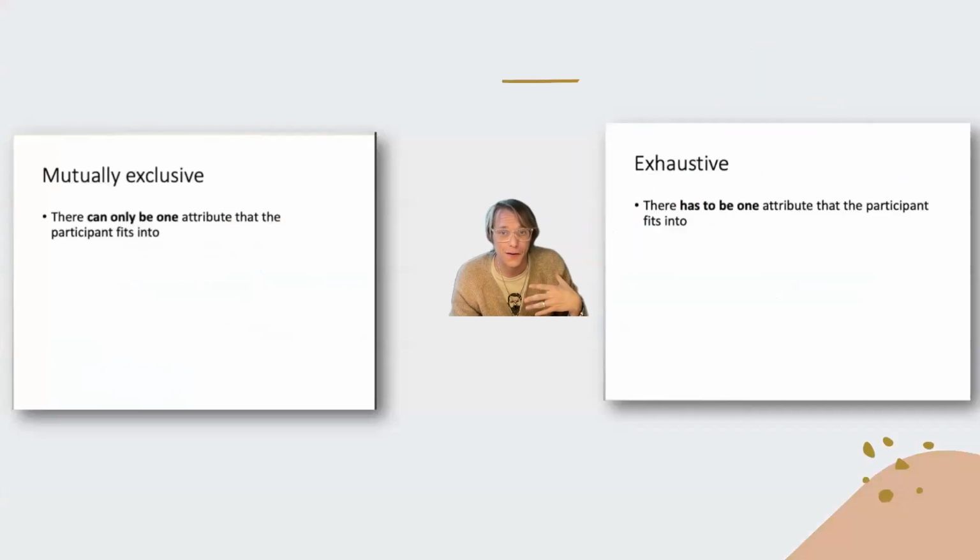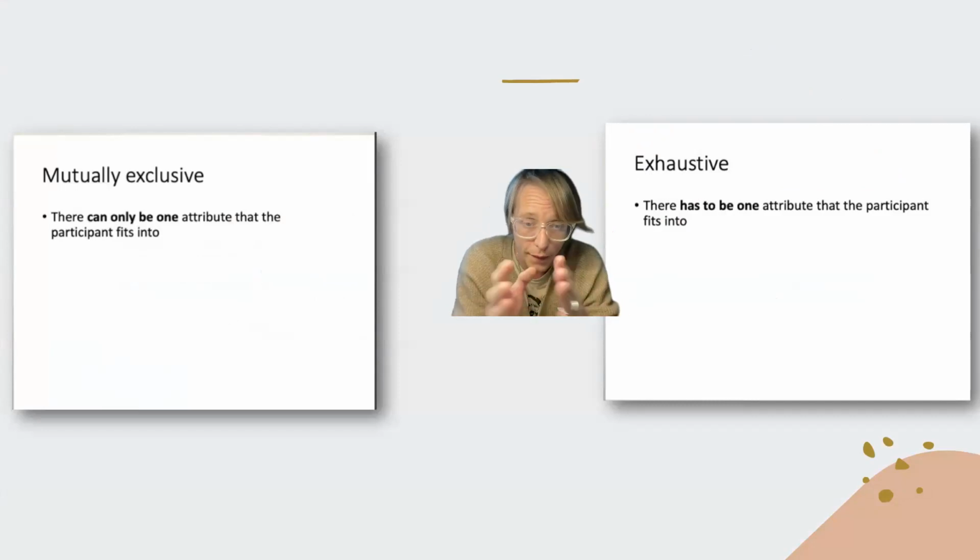So mutually exclusive versus exhaustive, right? No matter which level of measurement you choose, most importantly, the attributes must be both mutually exclusive and exhaustive. Mutually exclusive means there can only be one attribute for the research participant to fit into. If you are looking at what range of yearly income the participant has, the categories of your ranges must not overlap. That is so important when you get to do any type of work quantitatively or qualitatively, especially quant.